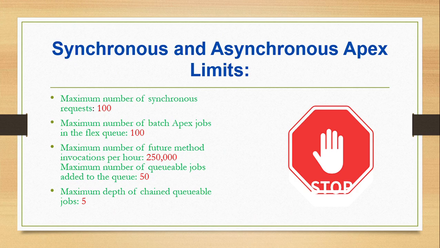Synchronous and asynchronous Apex limits. The maximum number of synchronous requests is 100, and the maximum number of batch Apex jobs in the flex queue is 100. The maximum number of future method invocations per hour is 250,000, the maximum number of queueable jobs added to the queue is 50, and the maximum depth of a chained queueable job is 5.